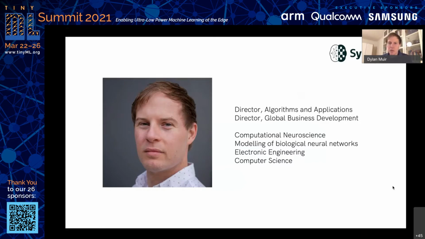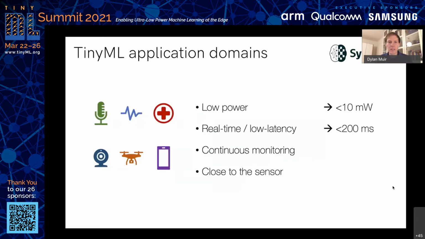So SynSense is a hardware company. We produce ASICs for low power machine learning inference and for signal processing. I'll tell you a little bit more about our hardware as I go through.